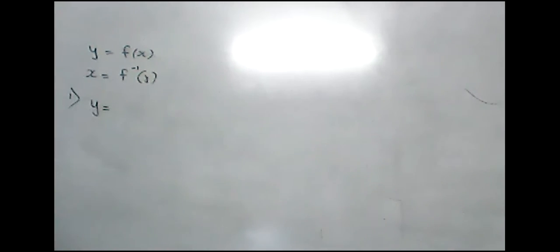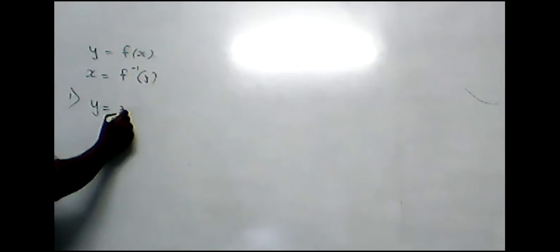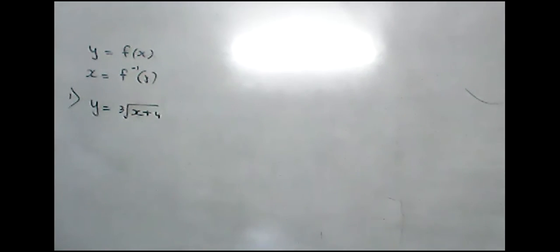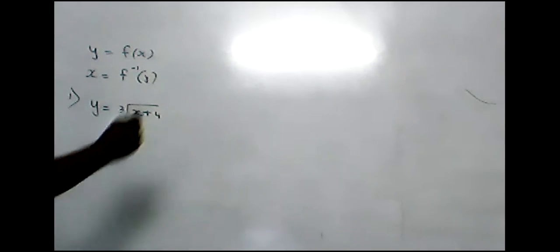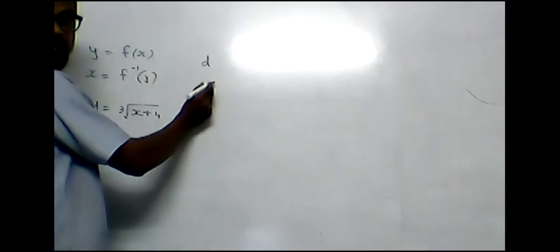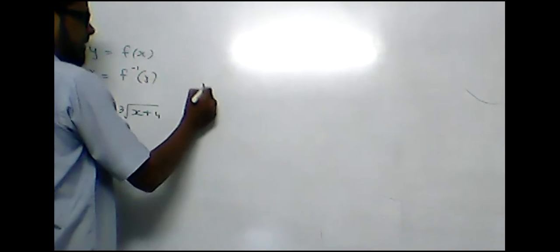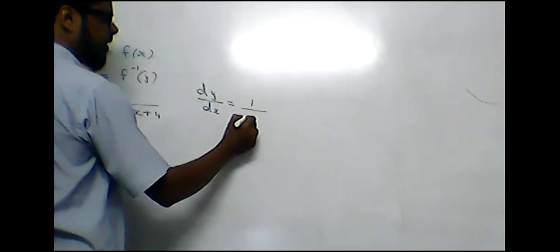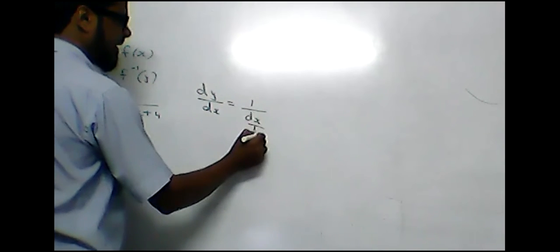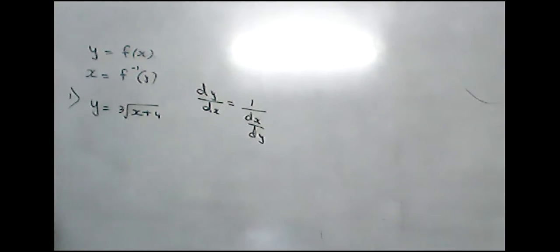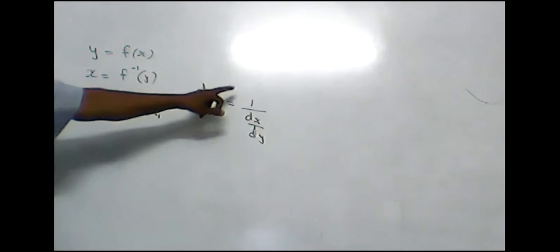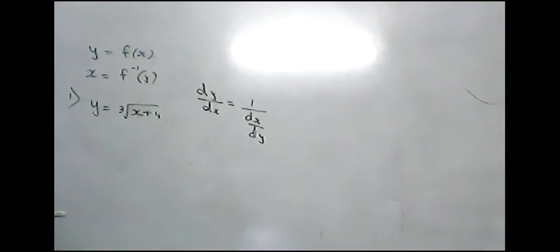y is equal to cube root of x plus 4. Now how will we solve this? Now you know it. dy by dx will be equal to the reciprocal of 1 upon dx by dy. Clear? Now what happens here is you are finding the derivative of y with respect to x. If we take the reciprocal, you are finding the derivative of x with respect to y. So what will the derivative of x be here?